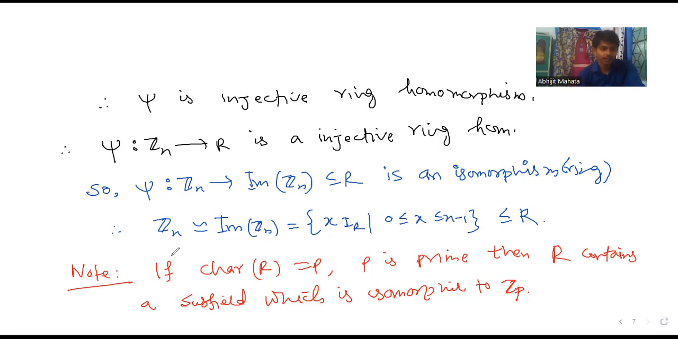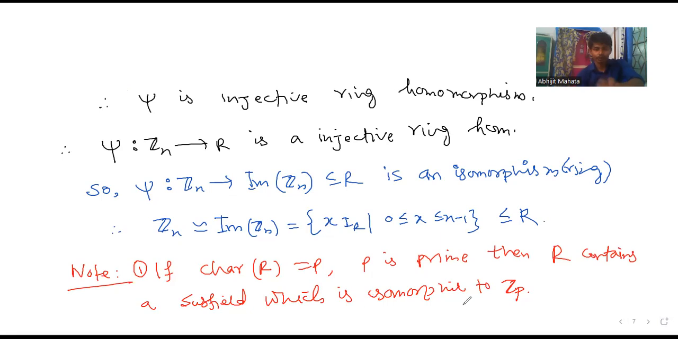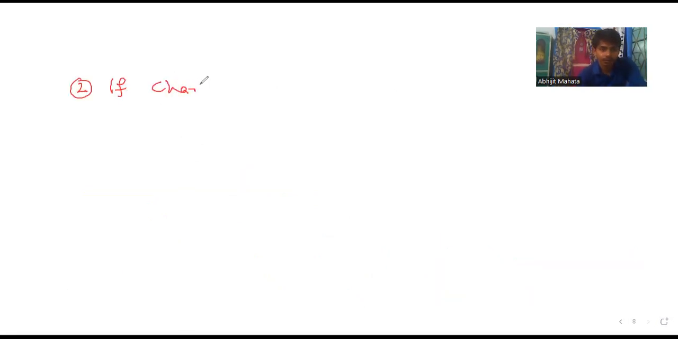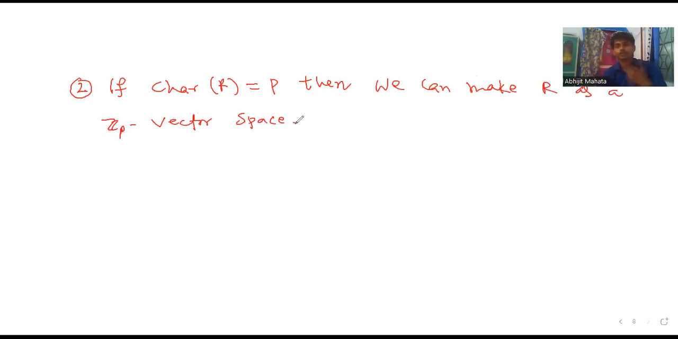Now one more thing, this is note one, and note two: of course I am assuming here that R contains a unity. If the characteristic of R equals p, then we can make R a Zp vector space. So if you take any ring with unity and the characteristic of the ring is p, then we can think of that ring as a vector space over Zp.